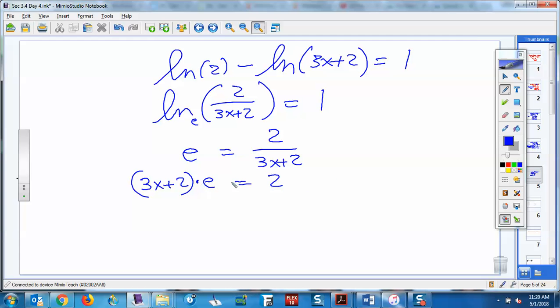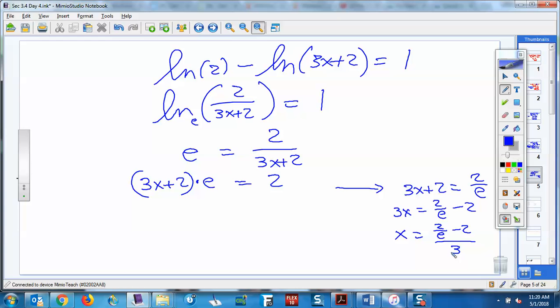If you don't, you would get something like this. You'd have 3x plus 2 equals 2 over e, right? Just leave it like that. At the very end, you can divide if you want to. Now we're going to subtract 2. So 3x would be 2 over e, take away 2. Now you can't subtract the 2 from that 2, because they don't have common denominators. It's just 2 over e, subtract 2, and then divide it all by 3. And so it's 2 over e, subtract 2, all divided by 3.